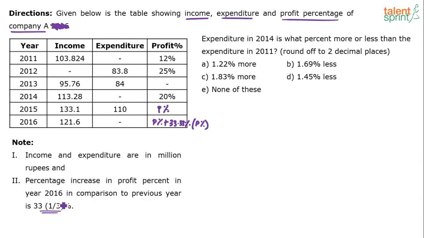You understand? 33.33 percentage, like 1/3. So P plus 1/3 of P percentage. If here it is P percentage, in the next year it's going to be P percentage plus 1/3 of P percentage. Okay. Anyway, take up the first one.